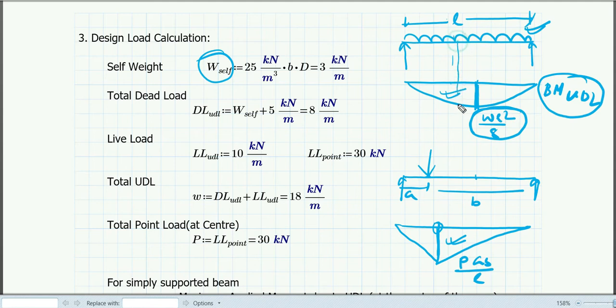Okay, probably it might be somewhere in between. You have to add and you have to find out. But in this problem, it is a little bit easier because the point load is not on one side of the beam but at the center. So we know that the maximum moment, whether for UDL or a point load, is going to act at the center.